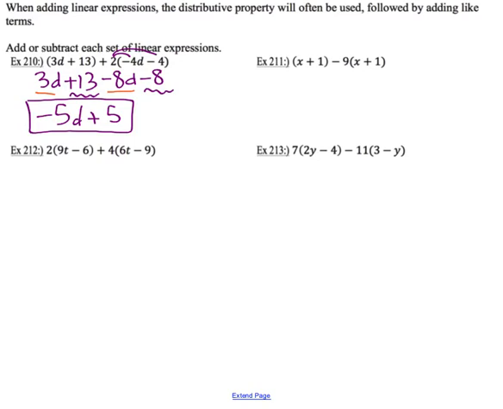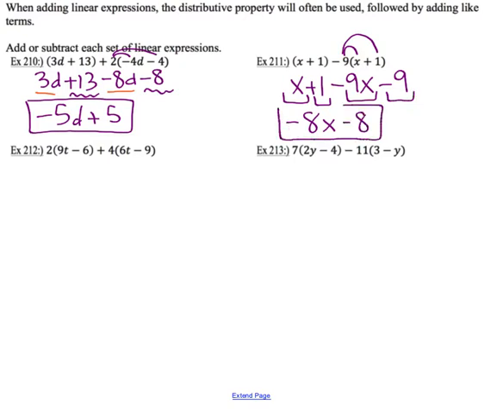Example 211. X plus 1 minus 9 times x plus 1. Well, I need to distribute the negative 9. So x plus 1 minus 9 times x, negative 9x, negative 9 times 1, negative 9. So x minus 9x is negative 8x. 1 minus 9 is negative 8. So I get negative 8x minus 8.